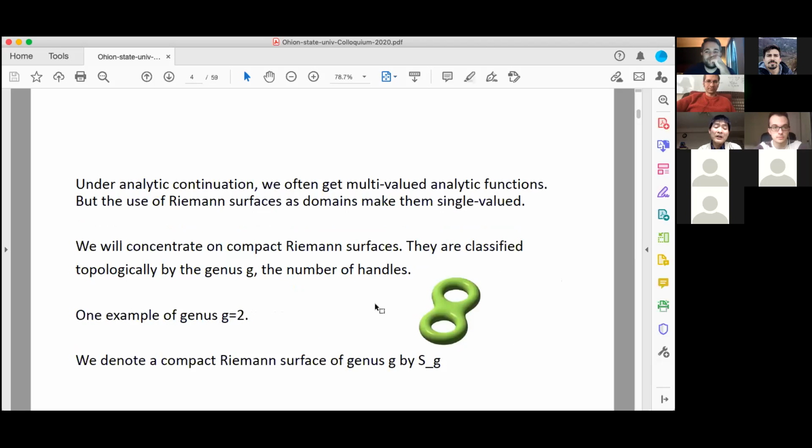Now, under analytic continuation, we often get multivalued analytic functions, but the use of Riemann surfaces as a domain makes them single-valued. So in this talk, I will concentrate on compact Riemann surfaces. They are classified topologically by the genus, the number of handles. Here's one picture for genus 2. I'll denote a compact Riemann surface of genus g by S_g. So that's a compact Riemann surface.